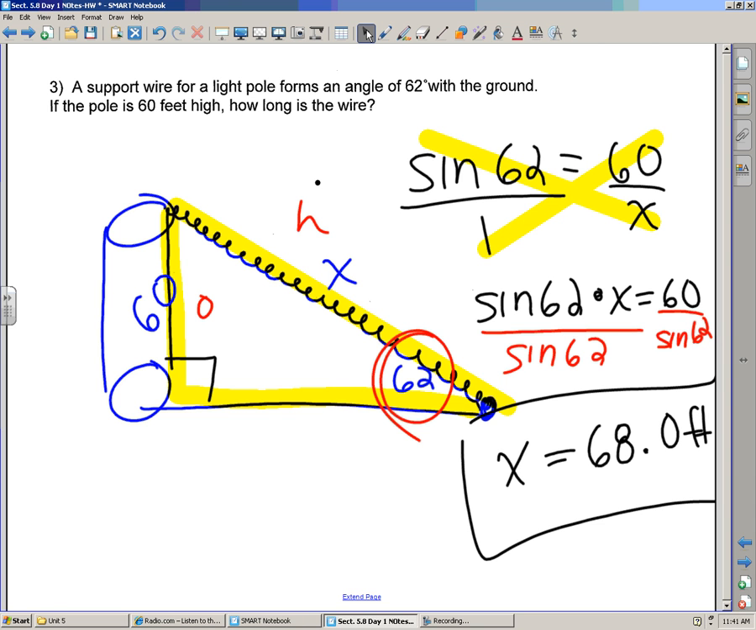Okay? So on the homework, again, you need to be able to use the word problems to create your own right triangle in order to do the trig. So good luck.